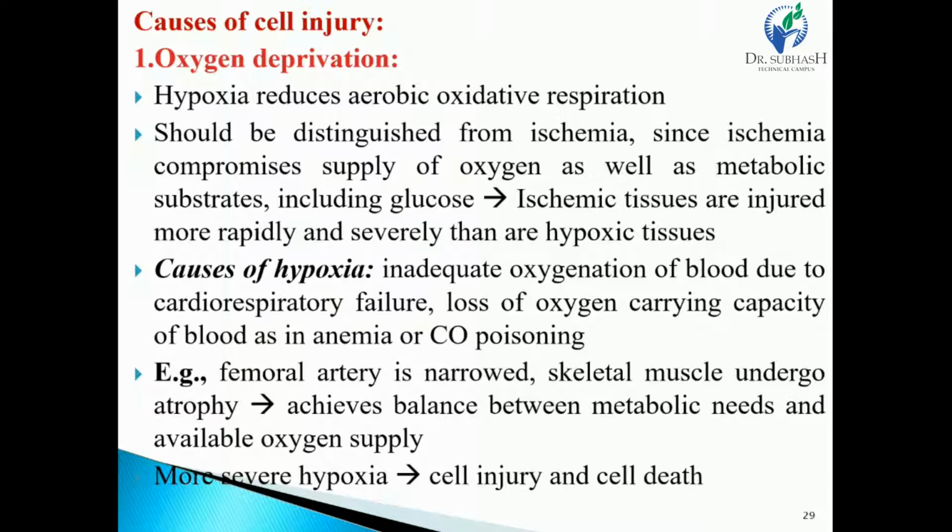What are the causes of hypoxia? Inadequate oxygenation of blood due to cardiorespiratory failure, loss of oxygen carrying capacity of blood, that is anemia. As an example, the femoral artery is narrowed and the skeletal muscle undergoes atrophy. Atrophy we will discuss in the last lecture because it comes under cellular adaptations, and you can refer to that video. Here, it achieves the balance between the metabolic needs and the available oxygen supply. Whereas in the cases of more severe hypoxia, it can lead to cell injury and the death of the cell.